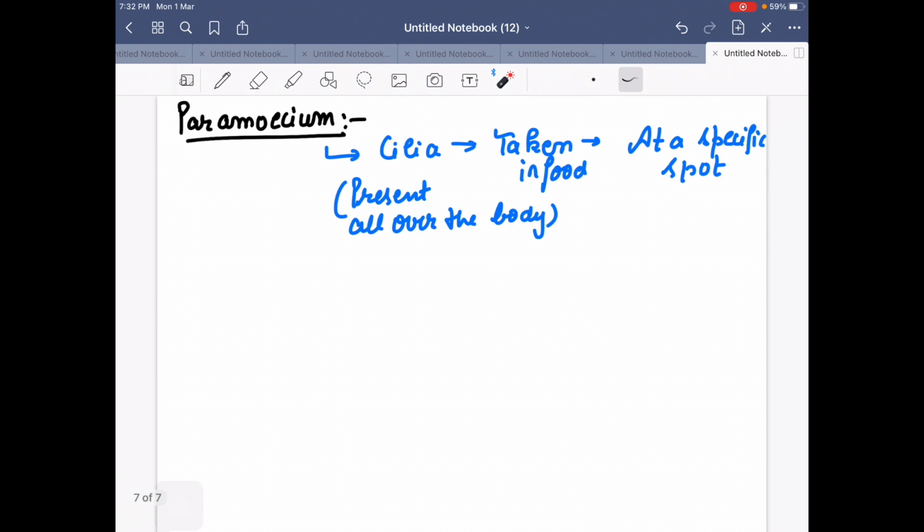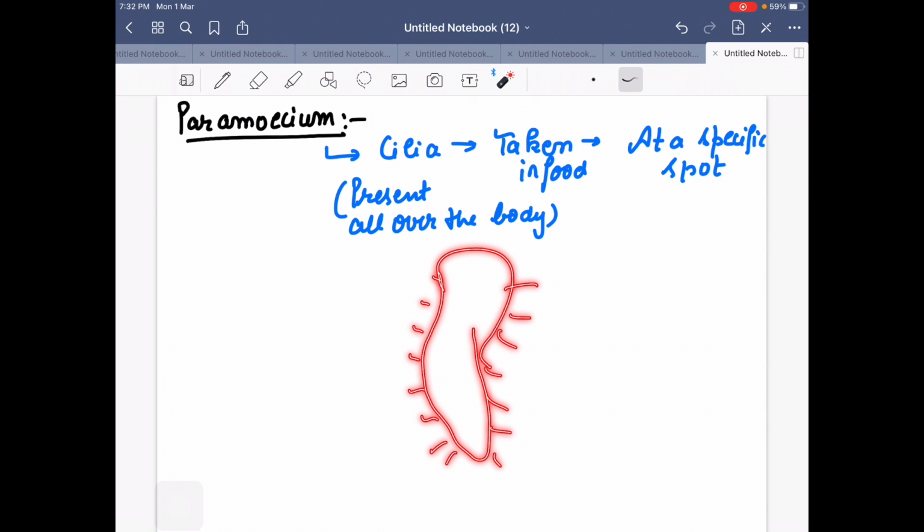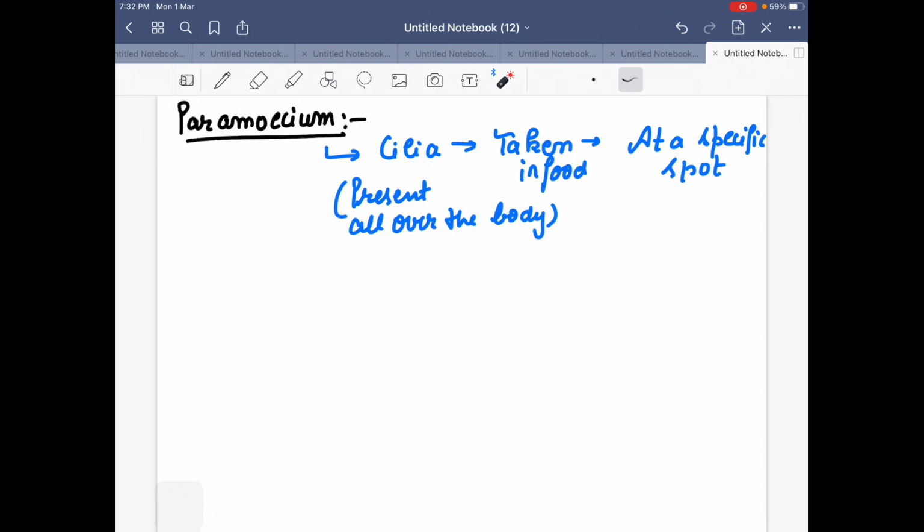In paramecium, we talked about how throughout the structure there is cilia. Cilia are present all over the body. In my complete description I will give you the link, where I mentioned the complete process in paramecium also, with the diagram. So cilia are there, and food is taken in at a specific spot and then digestion happens, right?